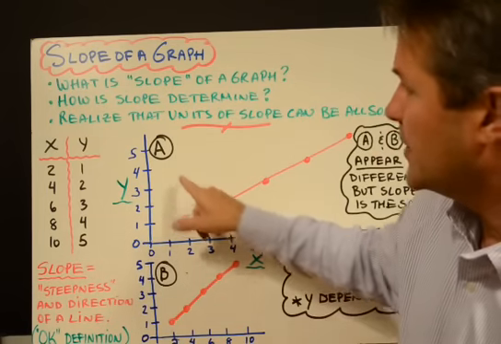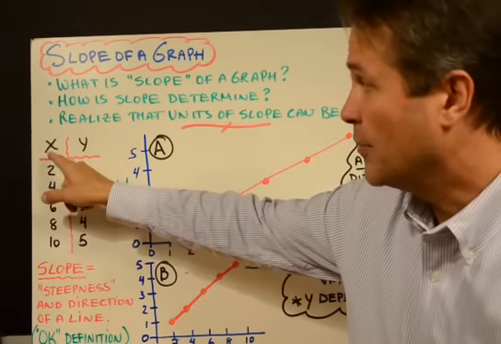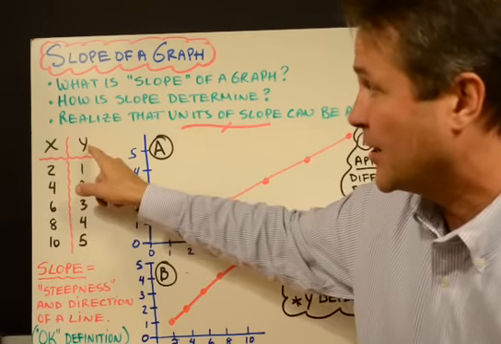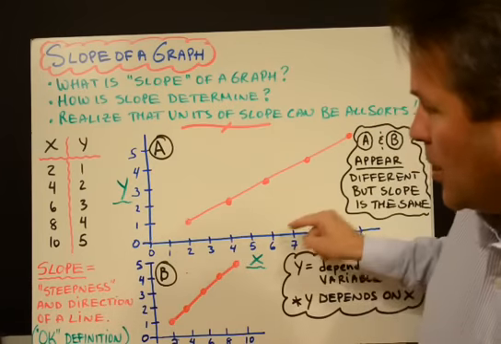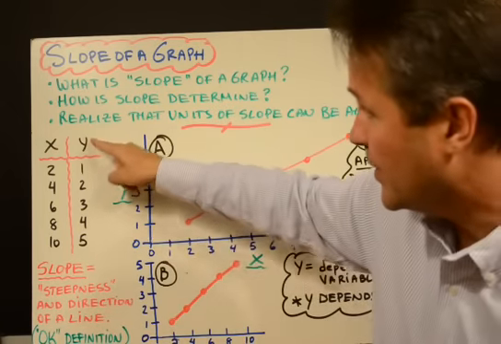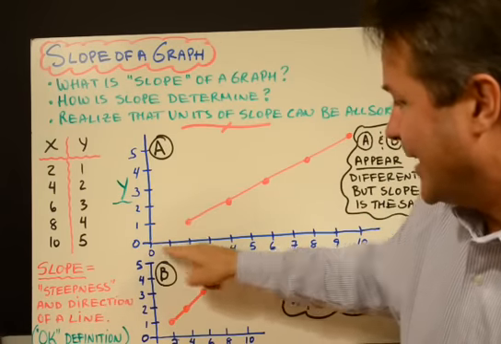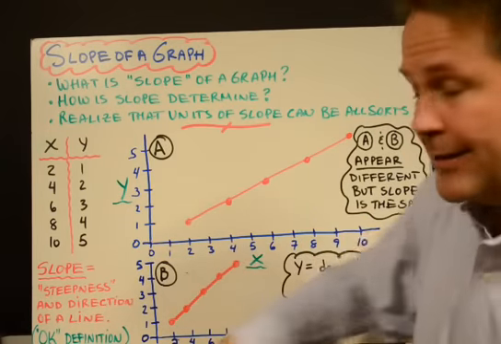What I have here is a graph drawn based on this data set right here. We're comparing data x and y. The way I have this drawn is I've chosen to put the y data on the vertical axes and the x data on the horizontal axes. That's what we usually do.